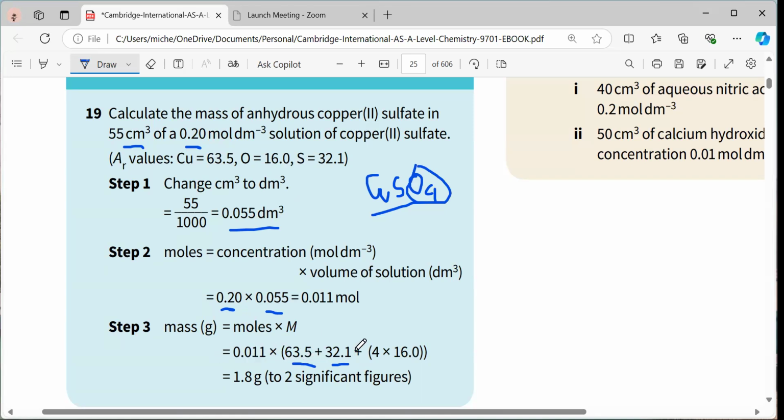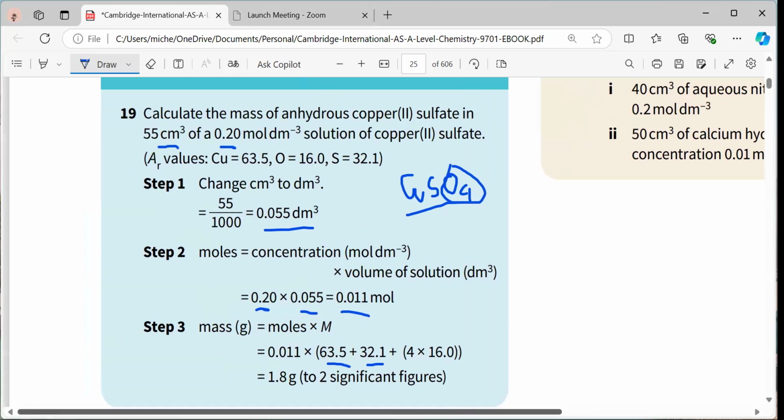After we sum up all these numbers, we multiply that by the mole here, which is 0.011. So there we have it, 1.8 grams. This has been simplified to two significant figures. So this is the sample question. Do you have any questions about this worked sample? If not, I can move on to the one that we need to work on.